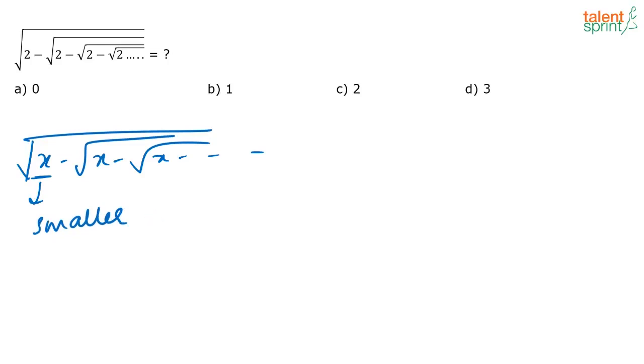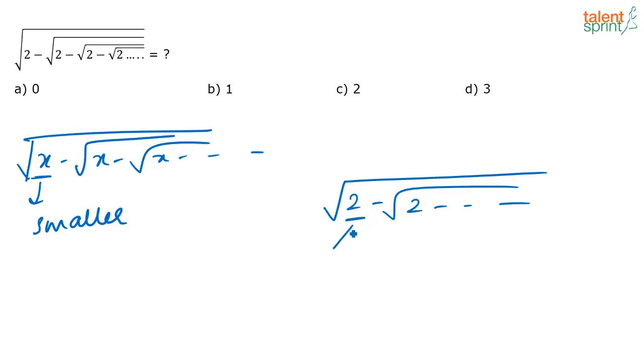Now let me explain it with this question. What do you have? You have root of 2 minus root of 2 minus and so on. So what am I saying? Take this number, split it into its factors. What are its factors? 1 and 2. These are the only two factors it has.